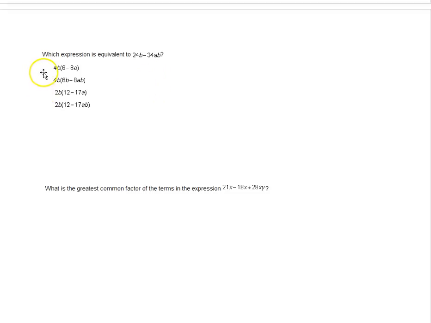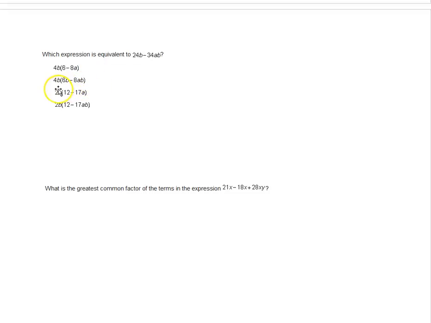Well, let's look at the first one. If we multiply 4b times 6, 4 times 6 is 24. We would put the b at the end, so that would give us 24b. That looks good. 4b times 8a. 4 times 8 is 32. A times b would be ab. So 24b minus 32ab is this answer. That's not equivalent.